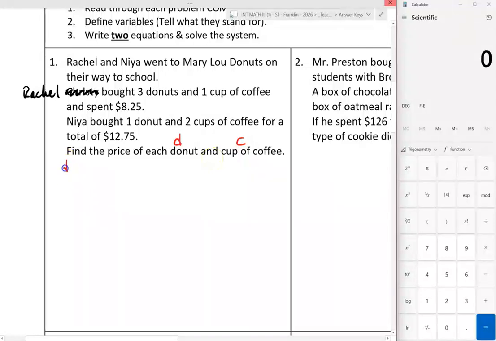You could also write, D equals price of 1 donut. C equals the price of 1 cup of coffee. But if you're just doing this work for yourself, that's not usually necessary. You can just write D and C like this, and that will help you remember what stands for what.